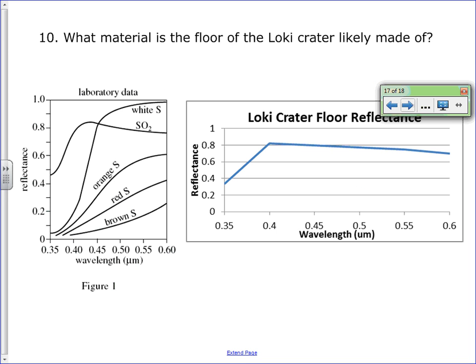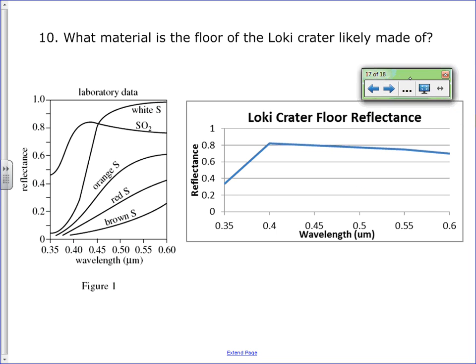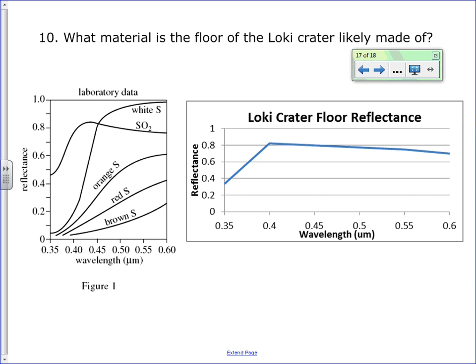The last question, what material is the Loki crater made of? Well, we know what the Loki crater looks like in terms of its reflectance. All right, it increases and then slowly decreases. So which is the only one of our S allotropes that increases and then slowly decreases? SO2. It increases and slowly decreases. So this is what it's made of.